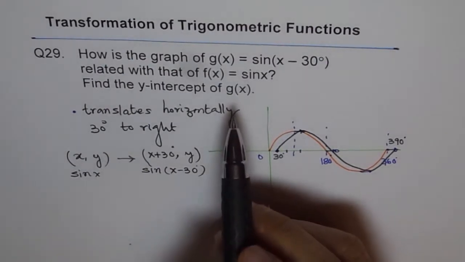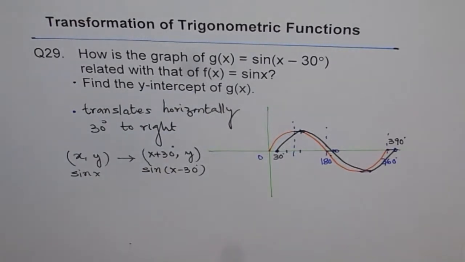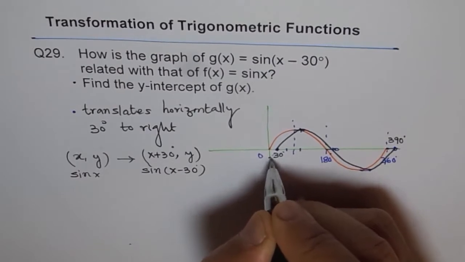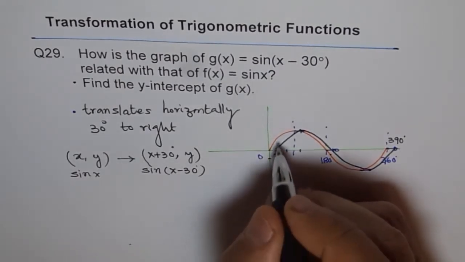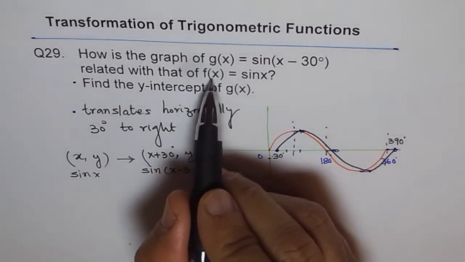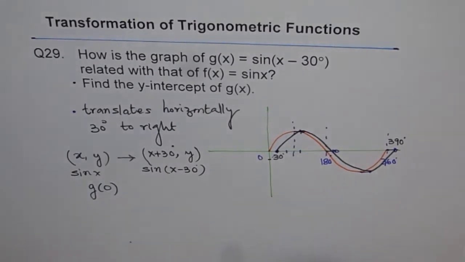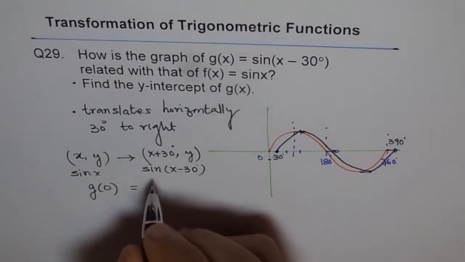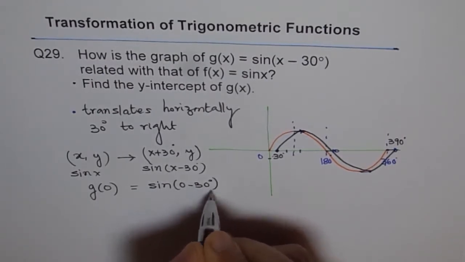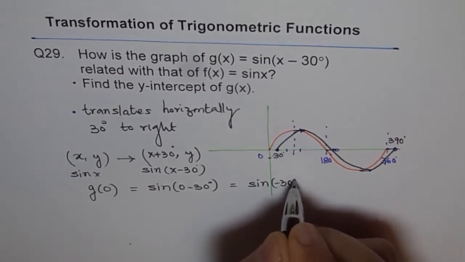Now the second part of the question is to find the y-intercept of g of x. So the y-intercept is this value. Do you see this value? That is the y-intercept. To find it, we can find the value of this function at 0. So we can write g of 0, at the y-intercept x is 0, equals sine of 0 minus 30 degrees, which is sine of minus 30 degrees, correct?